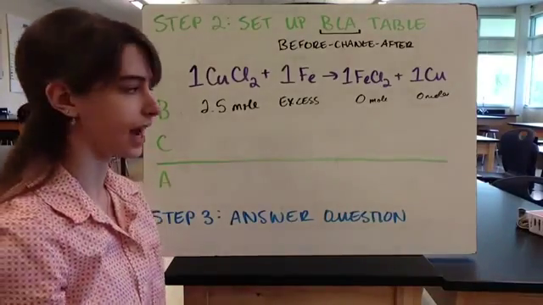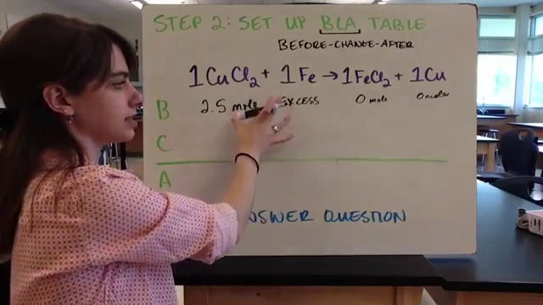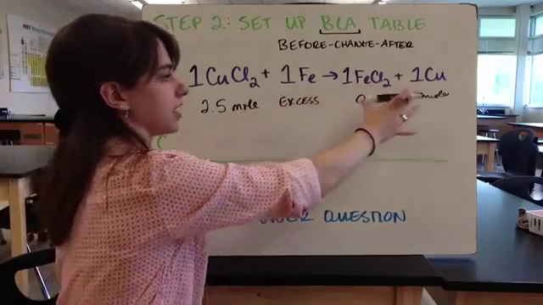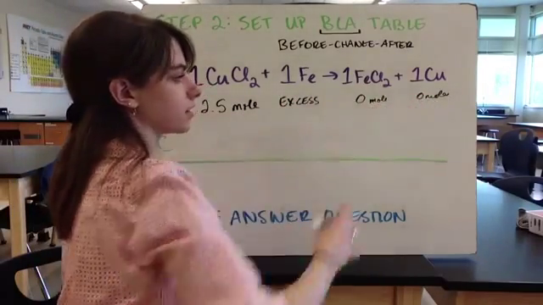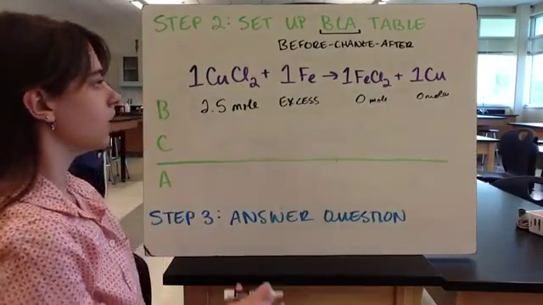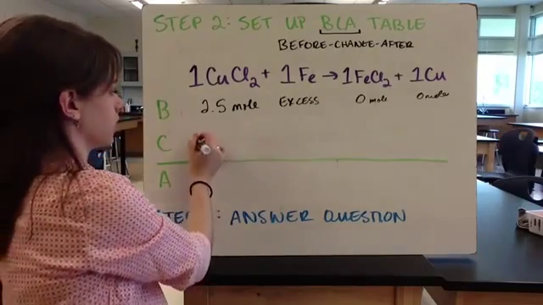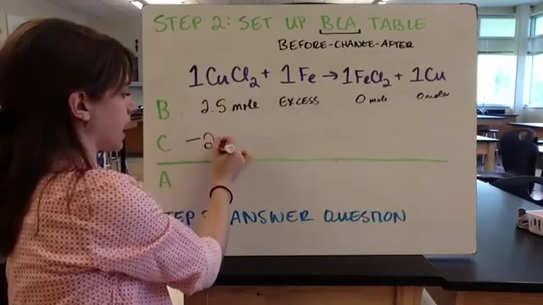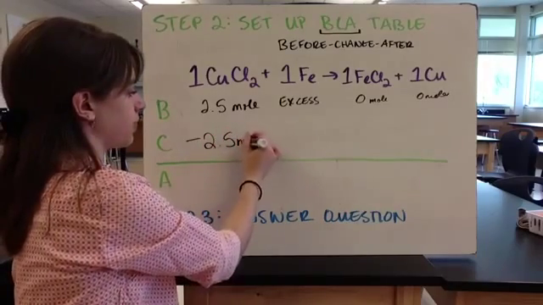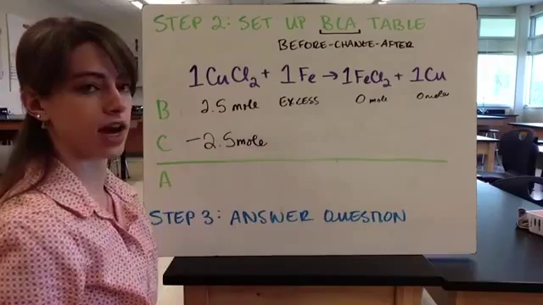Because when you have a chemical reaction, remember, these exist at different times. You have your reactants and then you have your products. So we start with 0s on our product side. We're going to assume that we use up all of our copper 2 chloride. So we're going to use up or subtract 2.5 moles of copper 2 chloride.